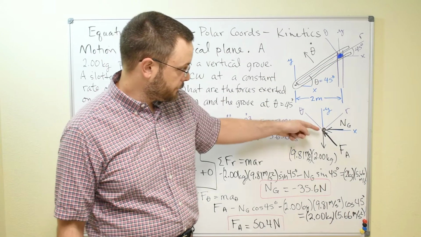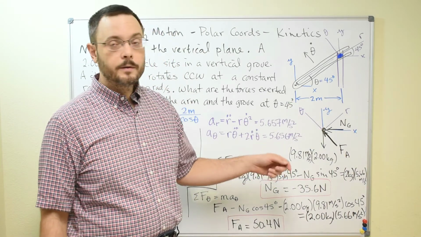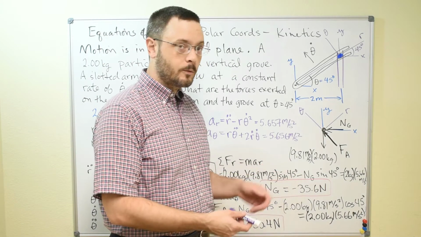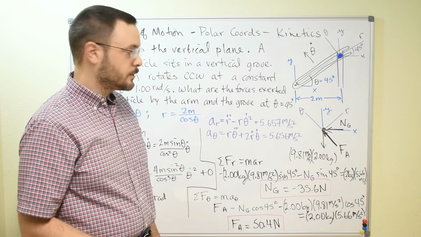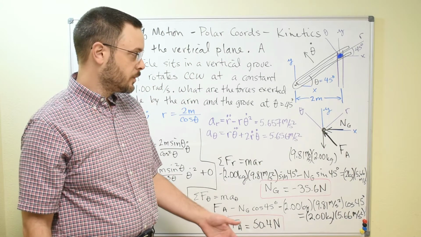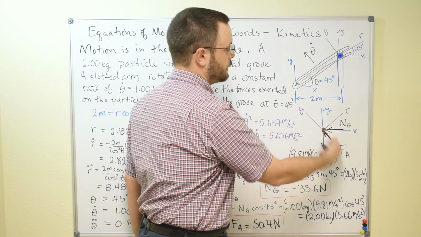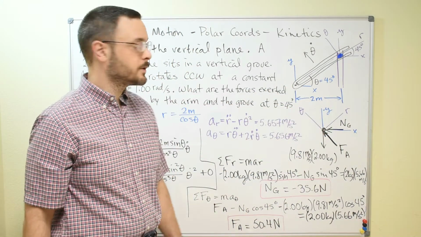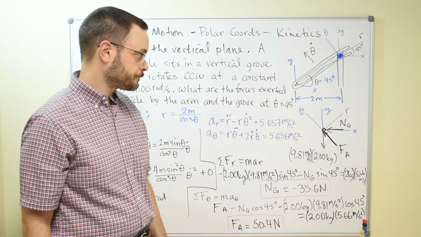So there's our particle, there's our x and our y axes, there's our r and our theta axes, and then the particle is going to have a force from the guide, and it could be from either wall. So in this case I drew it acting towards the left here, but it could also act towards the right. And then we have a force from the arm that could go in either direction, so I drew it going in this direction up in the positive theta direction. But it could also come down in the negative theta direction because the arm has contact points on both sides.